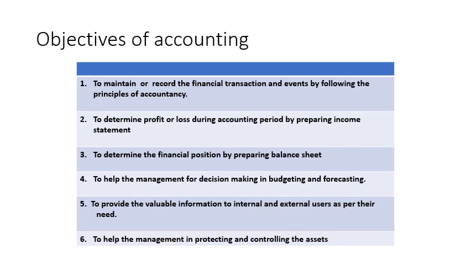So overall, to understand the objectives of accounting: first, to maintain the records of the financial transactions. Number two, to determine the profit and loss during the year. Number three, to calculate the financial position of the business. Number four, providing information to the management to take decisions. Number five, providing valuable information to internal and external users. And number six is also helping the management to take measures to protect the assets.